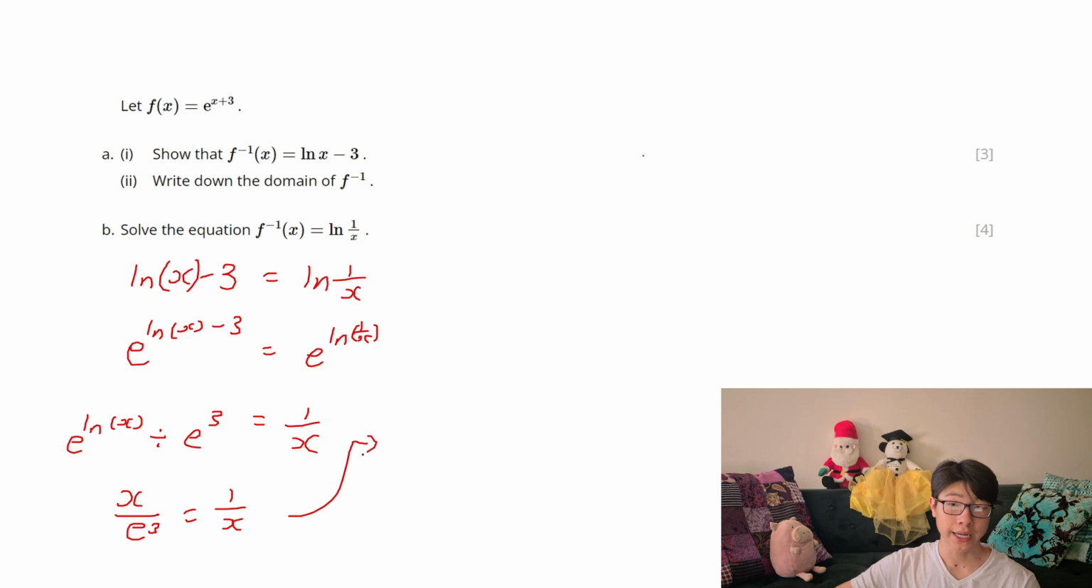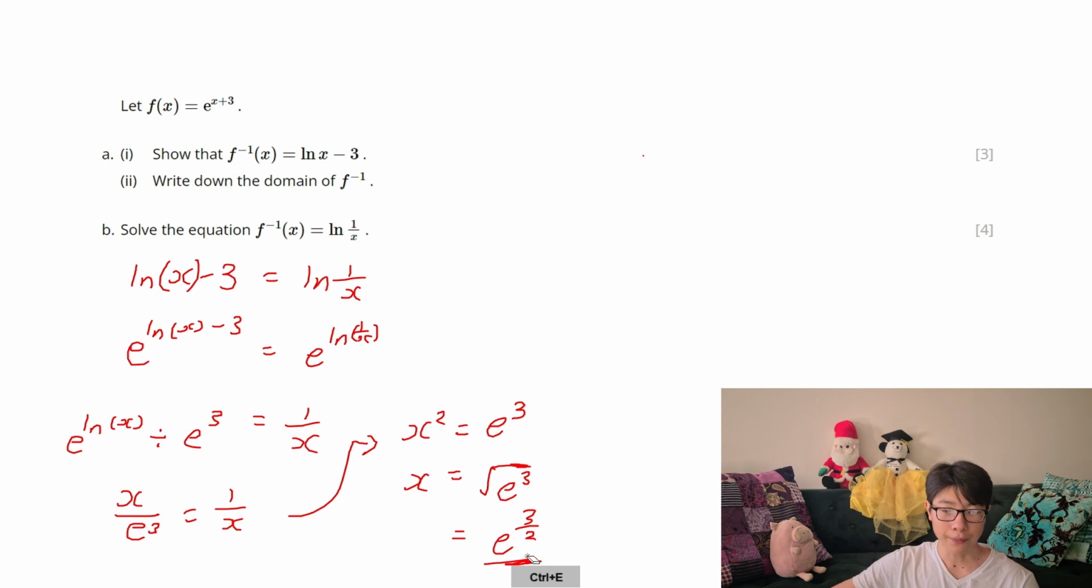And now we do cross multiplication. We times both sides by x to get x squared, and we times both sides by e cubed to get e cubed over here. So we'll get this equation right here. And lastly, if we simplify it by square rooting both sides, we'll get x is equal to e to the power of 3, all square rooted, or we can write that as e to the power of 3 on 2. So this right here is our answer to part B, when we have successfully solved this equation, finding what the variable of x is equal to.